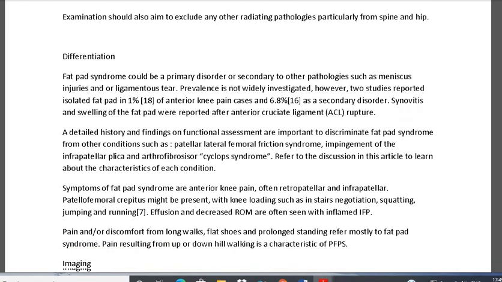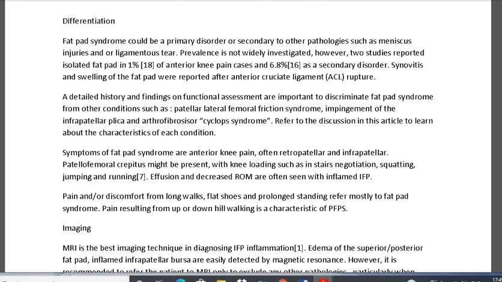Differential diagnosis: it could be a primary disorder or secondary to other pathologies such as meniscus injuries or ligamentous tear. Prevalence is not widely investigated, however. Two studies reported this isolated fat pad in 1% of anterior knee pain cases and 6.8% as a secondary disorder. Synovitis and swelling of the fat pad were reported after ACL rupture.